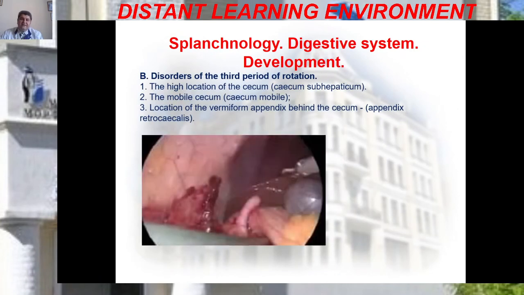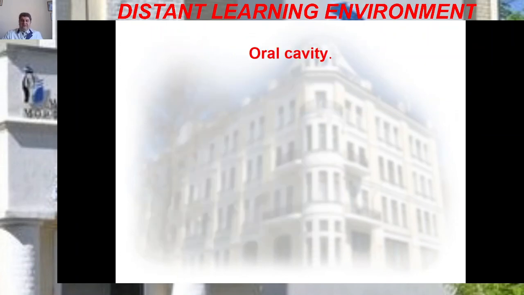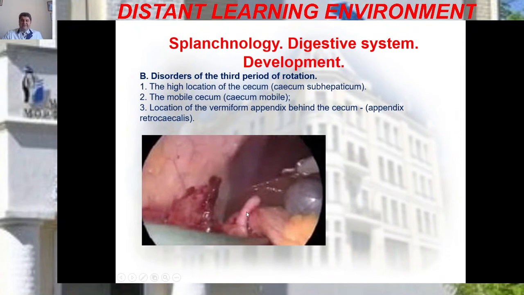Also, you can see disorders of the first period of rotation. For example, high location of cecum, mobile cecum, and location of the vermiform appendix behind the cecum. And you may see the high position of vermiform appendix near the gallbladder. It's abnormal, and this abnormality develops from disorder of the third period.